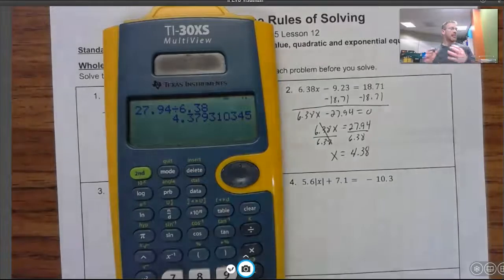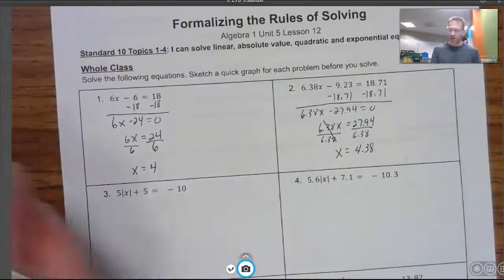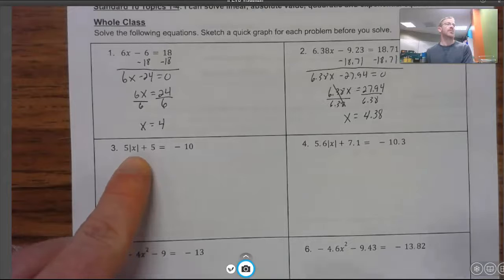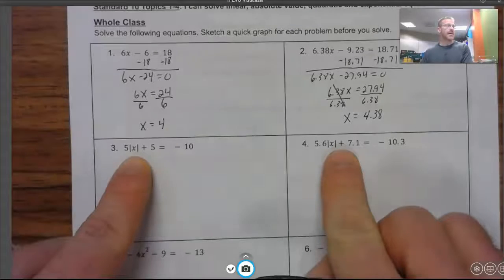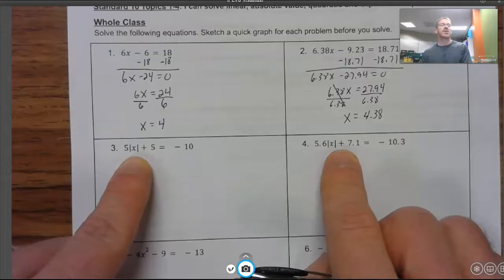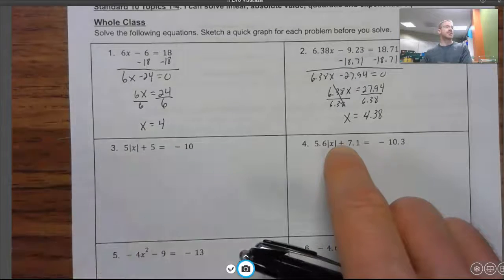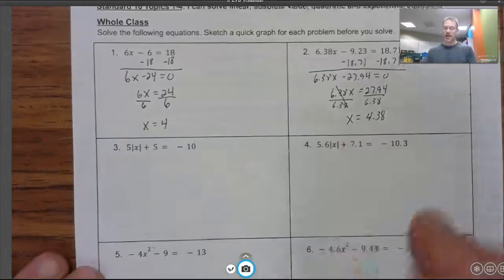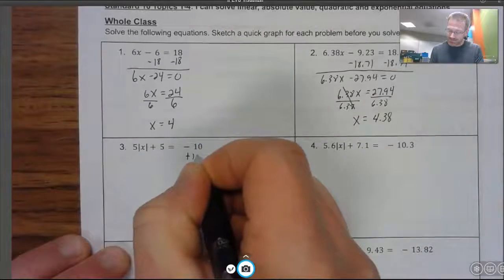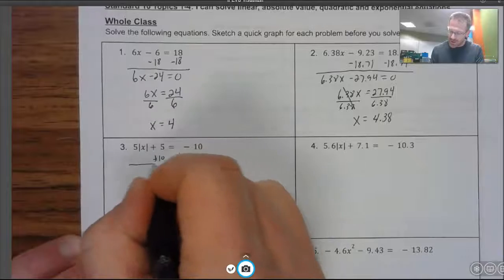So hopefully you see how these are really the same types of problems. All right, so let's look at problem 3 here. Absolute value. I'm assuming 2 solutions. Absolute value for problem 4. I'm assuming 2 solutions. No parentheses. Distribute. No combined like terms. So now my question is, is it equal to 0? No, it's not. So since this is negative 10, I have to do the opposite and add 10 to make that equal to 0.